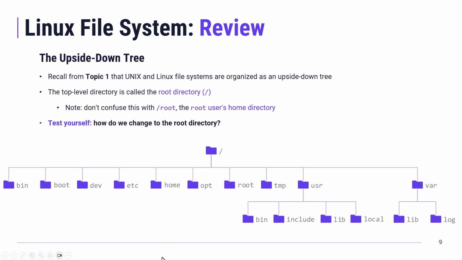So, not a trick question, I just want to make sure we understand basic file system navigation. If I wanted to change to the root directory, what would I type? Somebody just yell it out. cd /, good. Okay, so again, cd and then where we want to go. If we want to go to the root directory, we just type cd /.